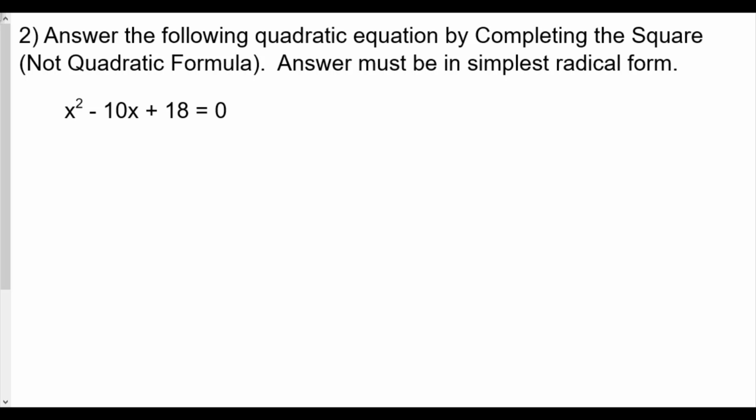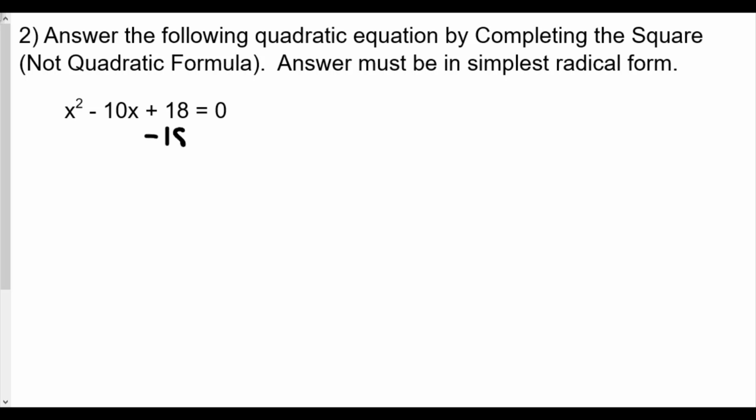And this one is going to be: answer the following quadratic equation by completing the square, not quadratic formula. Answer must be in simplest radical form. And so here, unlike before, we don't have to plug in the values A, B, and C. Instead, our very first step to complete the square is we're going to move the C term over.